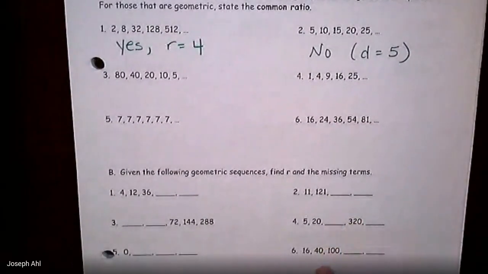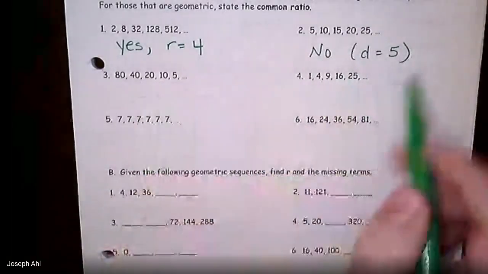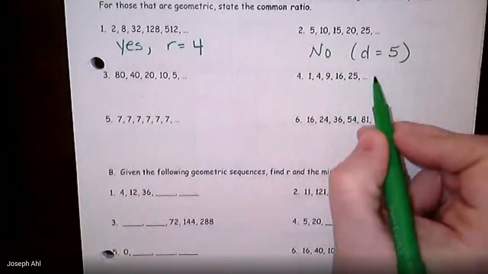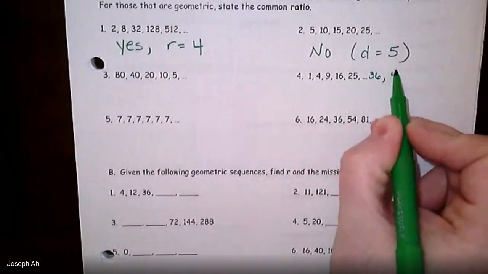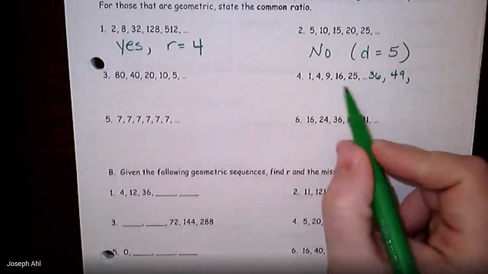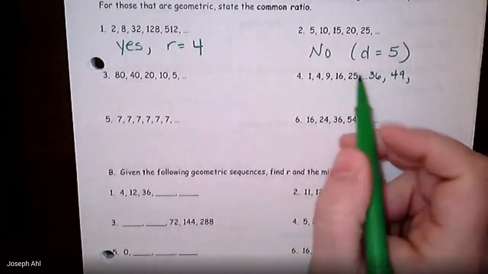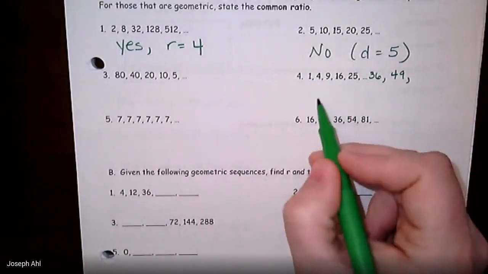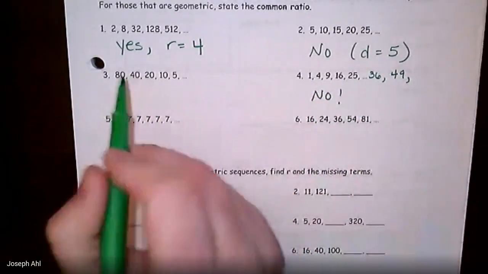All right, in number 4, 1, 4, oops, sorry, I should probably have gone to 3, but that's okay. 1, 4, 9, 16, 25. Wouldn't the next one be like 36? Those are nice numbers, right? Those are perfect squares. Well, even though they're perfect squares, you're definitely not multiplying by the same number to get from one to the next. So this one's also a no.